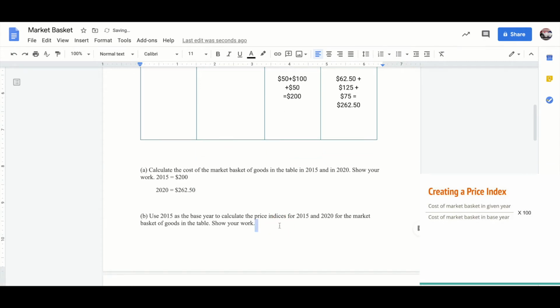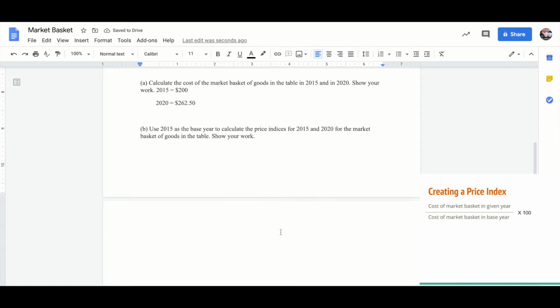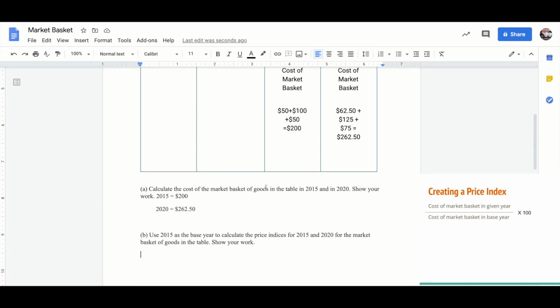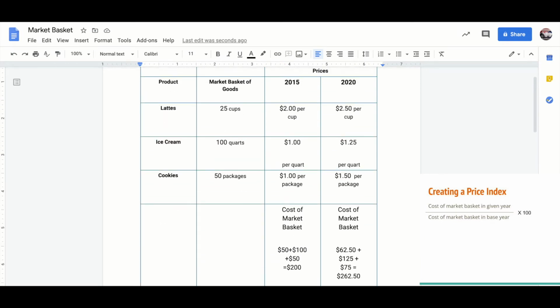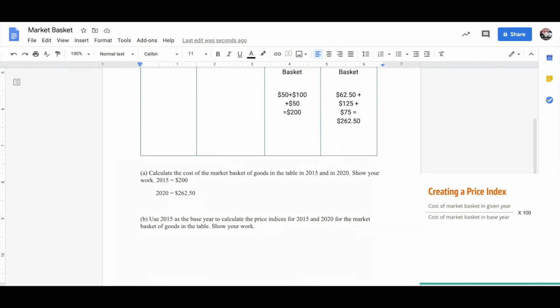Okay, now we're going to use 2015 as the base year, and we're going to calculate the price indices for 2015 and 2020. So remember, you take the cost of a market basket in a given year, divide it by the cost of a market basket in the base year times 100. The same way we were doing nominal divided by real times 100 for the GDP deflator. So if 2015 is the base year, you don't have to do anything. It's going to be 100, because it is the base year.